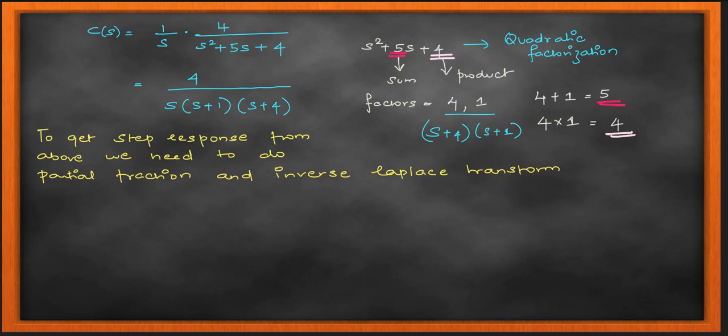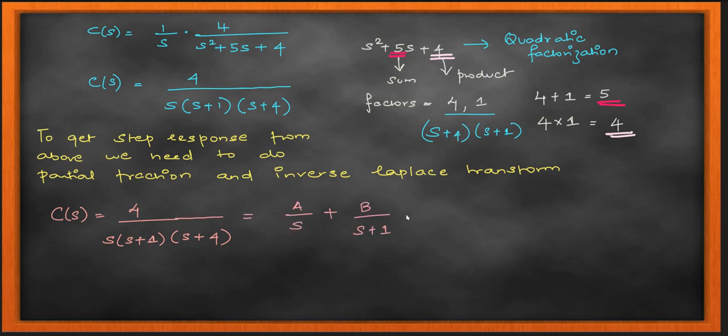And now I am going to do the partial fraction. I'm going to take this third order and convert it into 3 single orders. So this will become C of s is equal to 4 by s into s plus 1 into s plus 4, and that is going to be converted into a by s plus b by s plus 1 plus c by s plus 4.